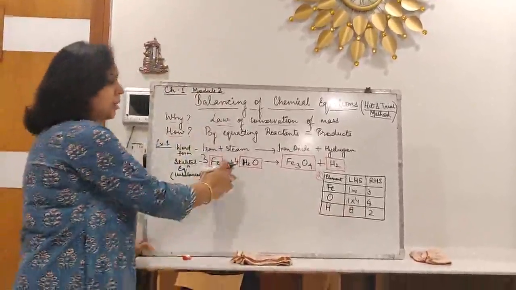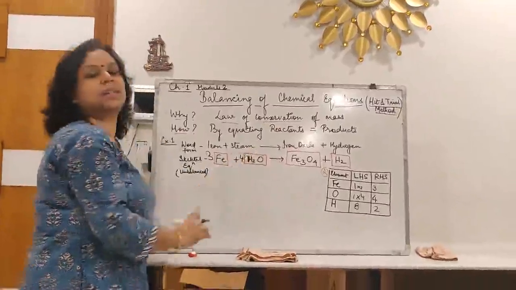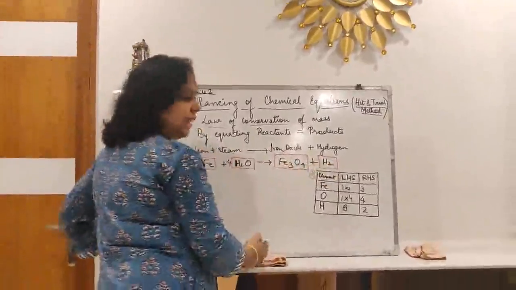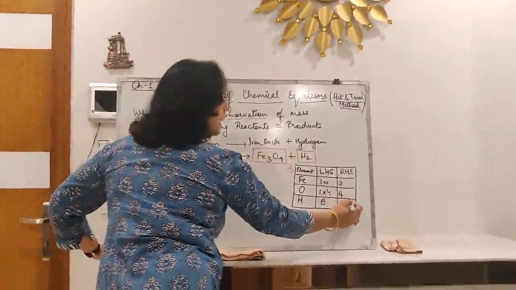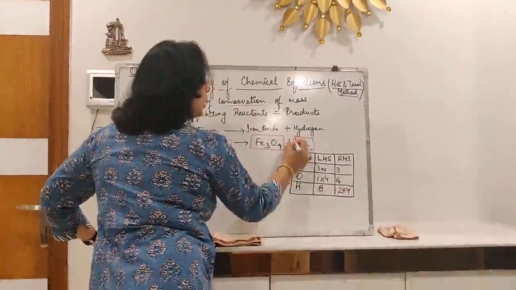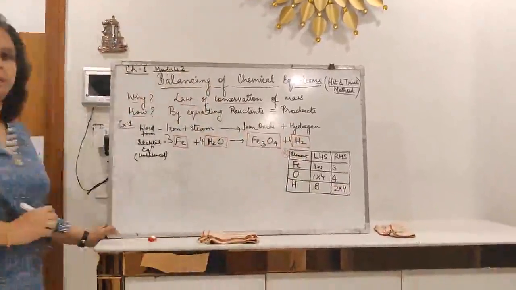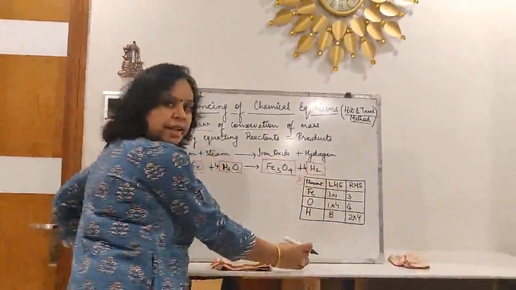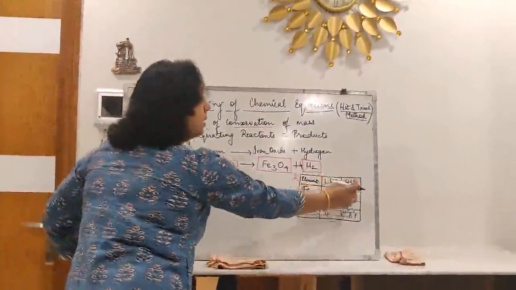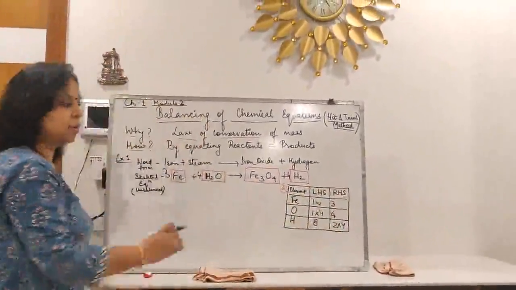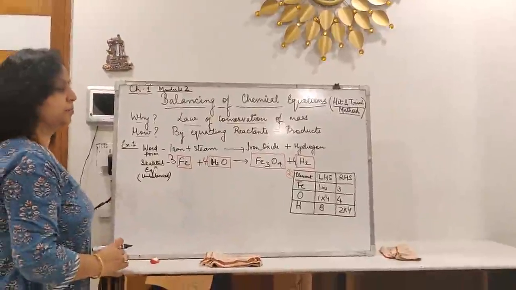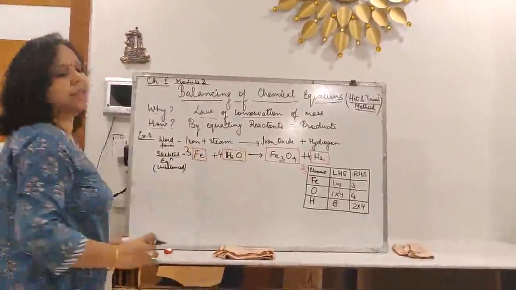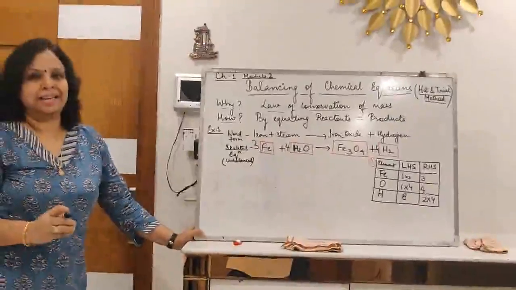Isn't it? Now, in order to equate these hydrogen atoms, what do I do to make this also 8? I multiply this by 4. So, I put a 4 over here. Alright. Now, all the elements on the left hand side are balanced, or they are the same as that of the right hand side. So, our equation is balanced.